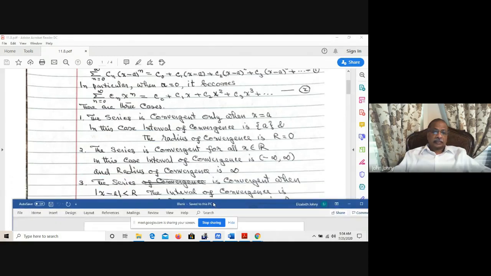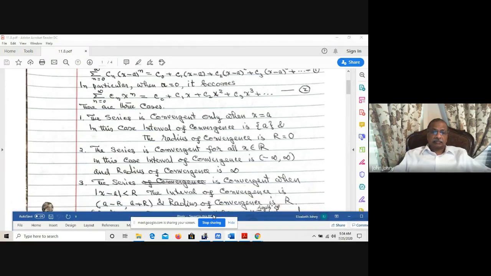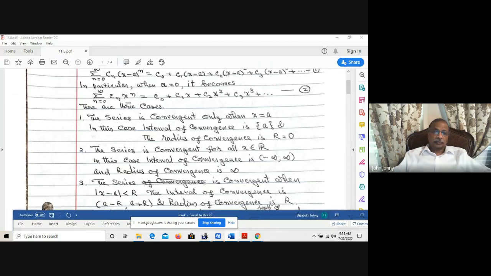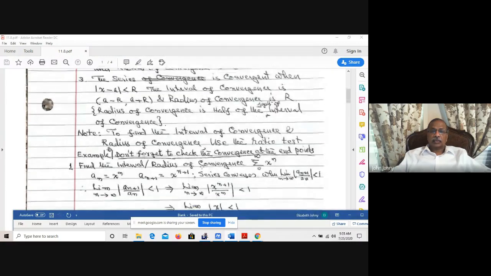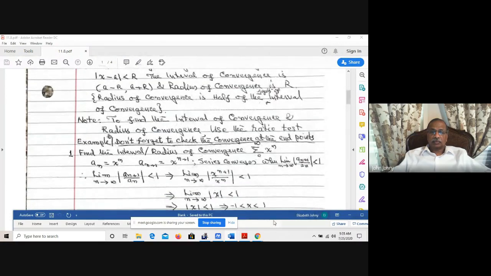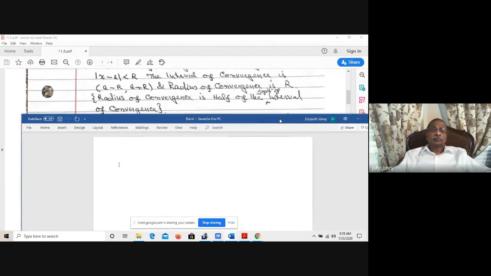The third case is that the series is convergent when the absolute value of x minus a is less than r. The interval of convergence is the open interval a minus r comma a plus r, and the radius of convergence is r. The radius of convergence is one half of the length of the interval of convergence. So there are three cases.